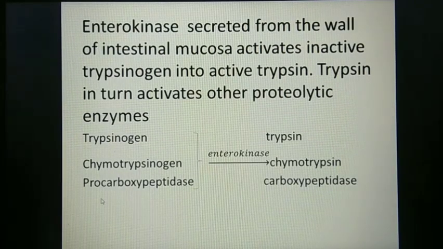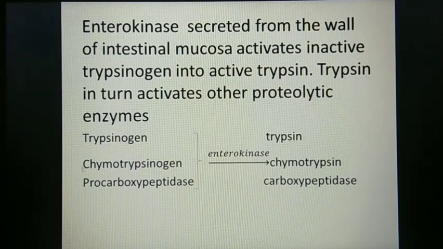Now we'll see how the three enzymes are getting activated. These three enzymes are activated in the presence of another enzyme called enterokinase. Enterokinase is secreted from the wall of the intestinal mucosa. The innermost wall of the intestine, called the mucosa layer, secretes an enzyme called enterokinase. This enterokinase activates trypsinogen to trypsin, which in turn activates the other two enzymes.